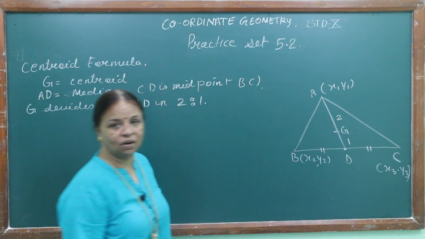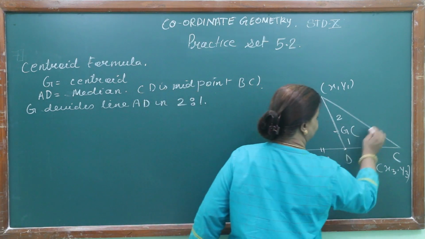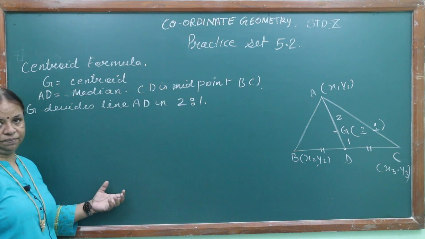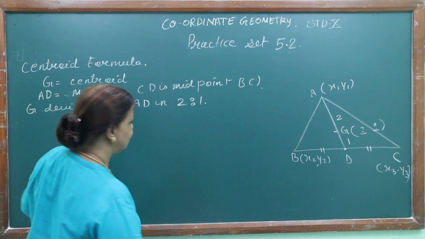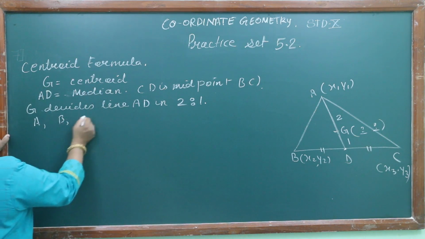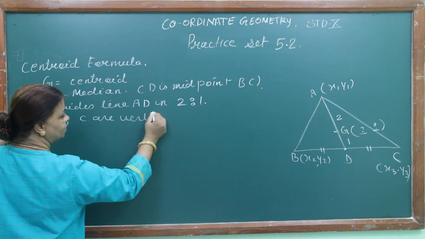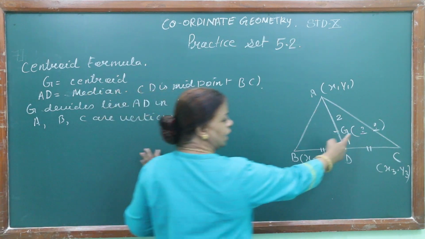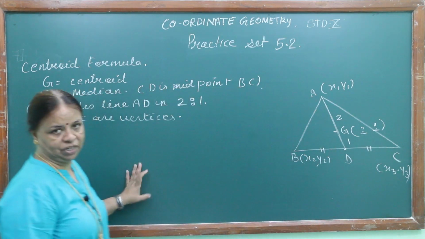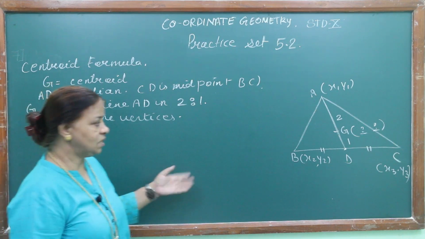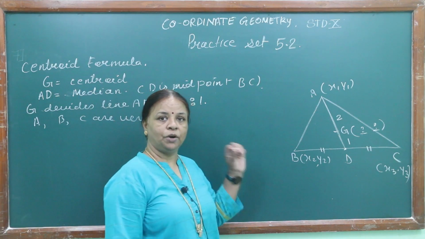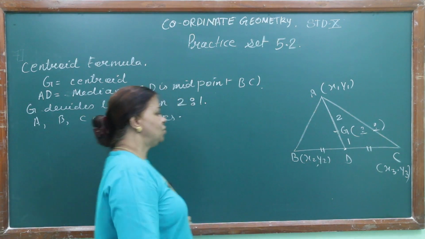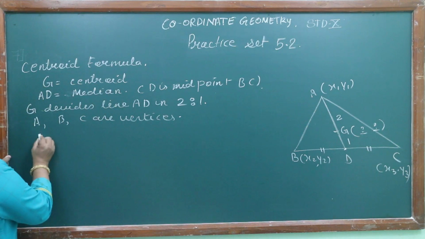Okay, and we want to find the coordinates of the centroid. So how will we go further? A, B, C are the vertices of the triangle, G is the centroid, and D is the midpoint. Now children, we have done so many sums in previous videos where a point is a midpoint and you can find the coordinates of that point. So D is the midpoint, so we can find the coordinates of point D by the midpoint formula.